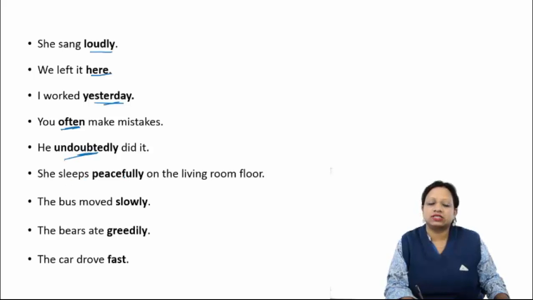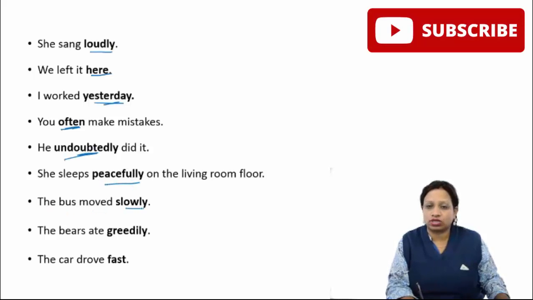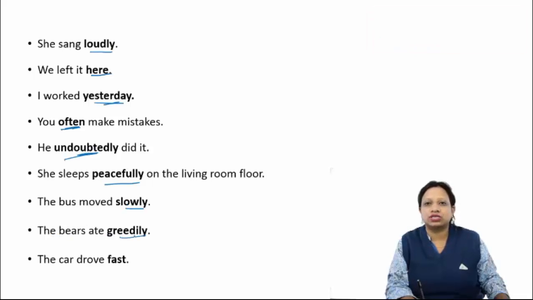She sleeps peacefully on the living room floor. How does she sleep? Peacefully. The bus moved slowly. How did the bus move? Slowly. The bears ate greedily. How did the bears eat? Greedily. The car drove fast. How did the car drive? Fast.